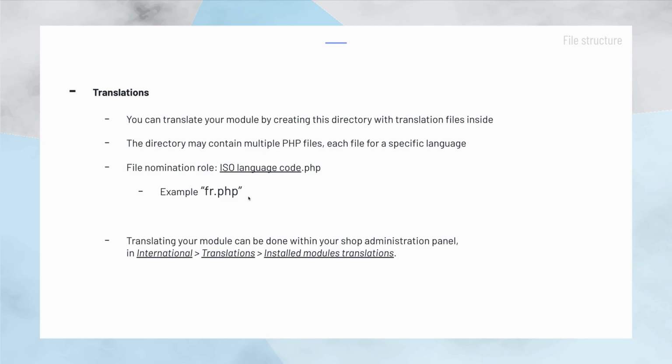But the thing about this translation, it should not be done manually, but instead we need to go to the admin panel of our application and do the translation from there. So this is the path. You need to access your admin panel, then go to International, Translation, Installed modules, and right there you could find the strings from your module that you need to translate.